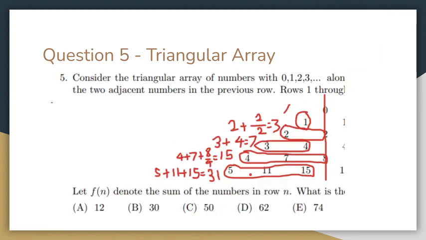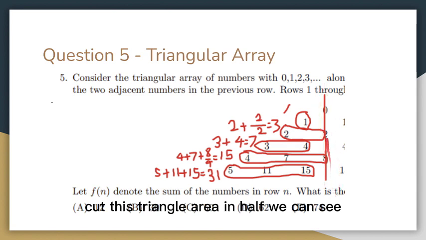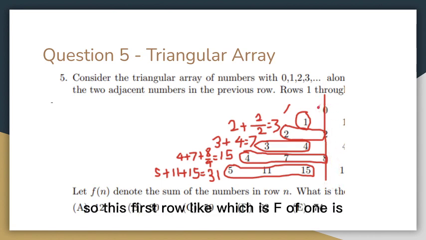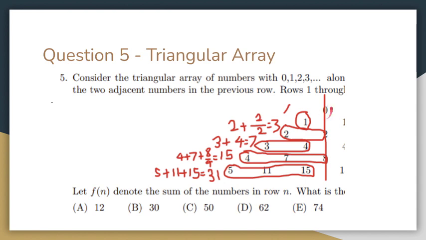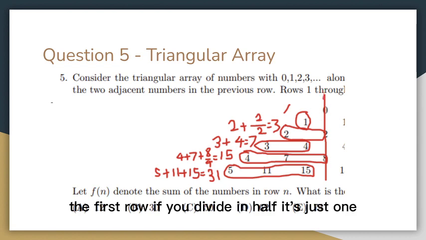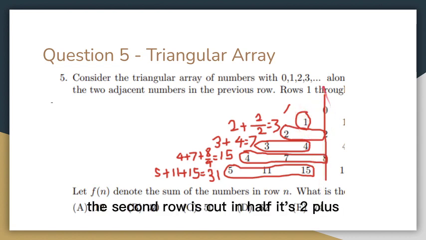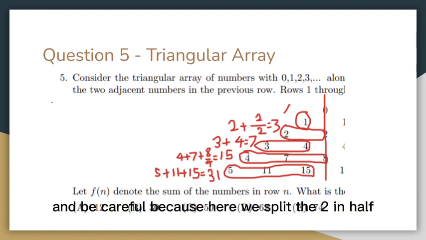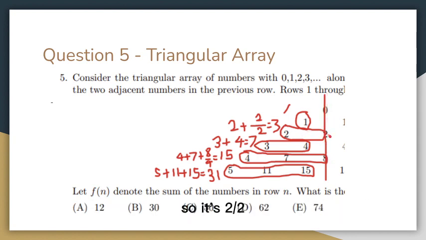Okay. So basically, if we cut this triangular array in half, we can see. So this first row, which is f of 1, it has to be 0 because there's only a 0. So we will not talk about it. The first row, if you divide it in half, it's just 1. The second row, if you cut it in half, it's 2 plus, and be careful, because here we split the 2 in half, so it's 2 halves. So 2 plus 2 halves is 3.